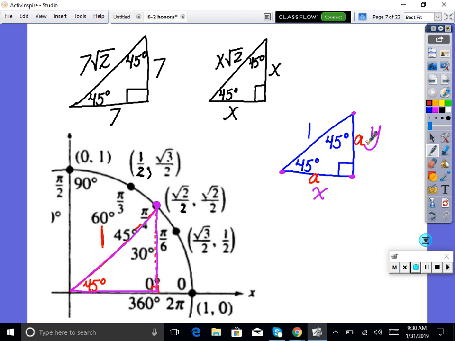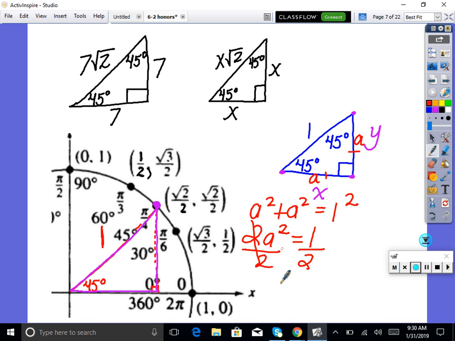So now let's set up a true statement. Isn't it true that this side squared plus this side squared should equal our hypotenuse squared? Yes. a squared plus a squared equals 1 squared. Now how many a squareds do we have? So we have 2a squared equals 1. Solve for a. Divide by 2. Square root it. So a is equal to the square root of 1/2.